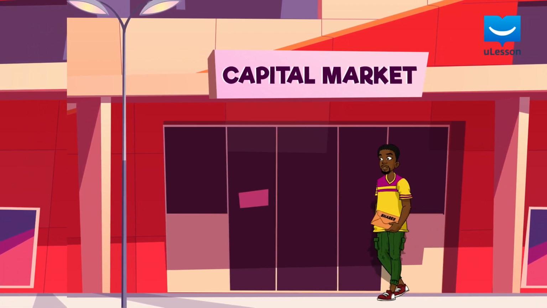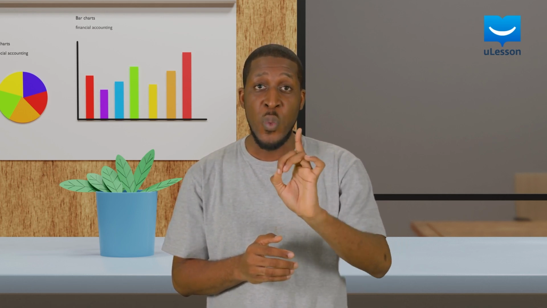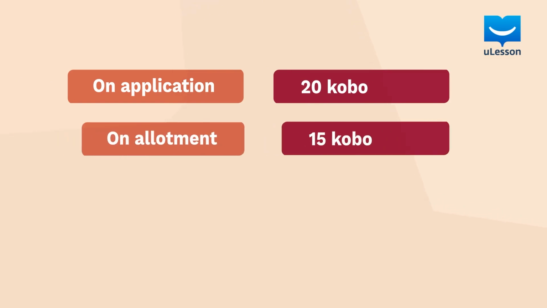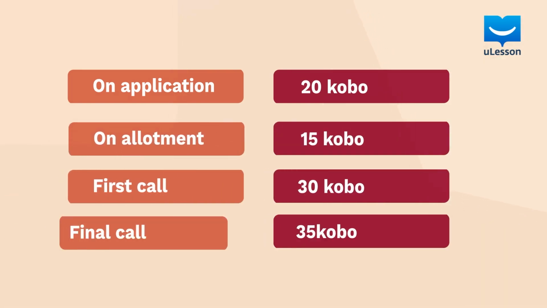You see, Cairo PLC issued a total of 100,000 shares at a par value of 1 naira to the public. The payment for each 1 naira share was broken down into 20 kobo on application, 15 kobo on allotment, 30 kobo on first call, and 35 kobo on the final call.